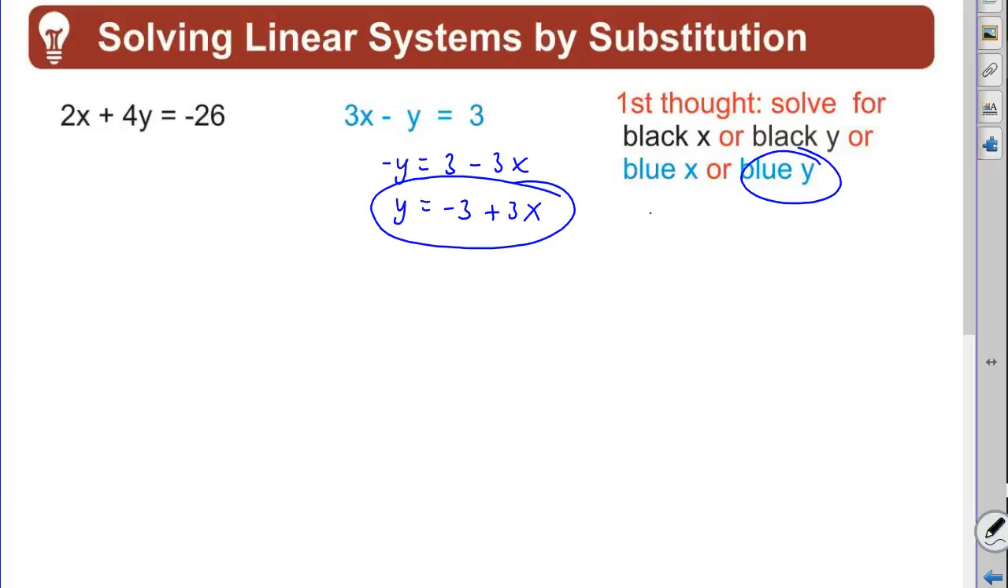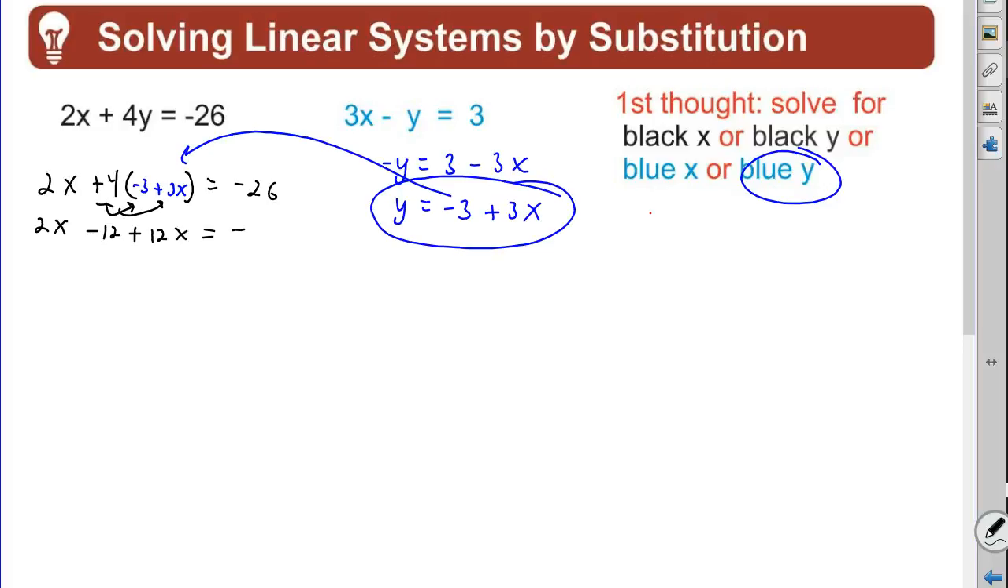Now comes the substitution step. So where the y is in the black equation, I have to sub in what it equals. So I'm going to sub this in, negative 3 plus 3x. And now I'll continue with the black equation, and I'll solve it for x. So I still have the 2x. Let's distribute. This is a negative 12, and a positive 12x equals that negative 26.